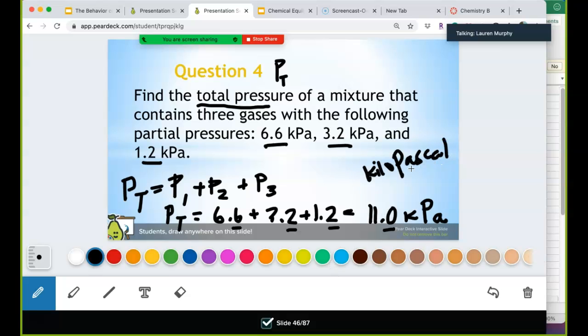That is just an alternate unit for pressure. It's kind of like mass. Like we can measure mass in grams, kilograms, pounds, ounces. Those are different ways to measure mass, just like there's different units for pressure.